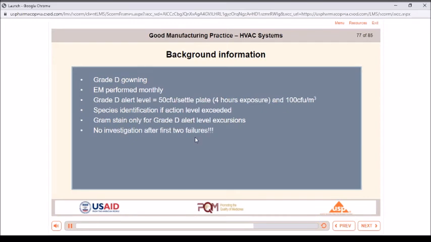Additional shortcomings of the EM program included no species identification except for action level excursions, and Gram stain identifications only for alert level excursions. The other major non-compliance was that the company failed to perform any kind of failure investigation following the first batch failure. This was a requirement at the time, but was not universally implemented. An in-depth investigation at this point would have at least avoided the next two failures.